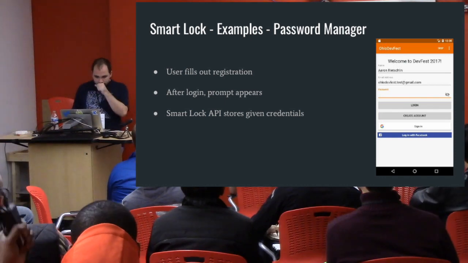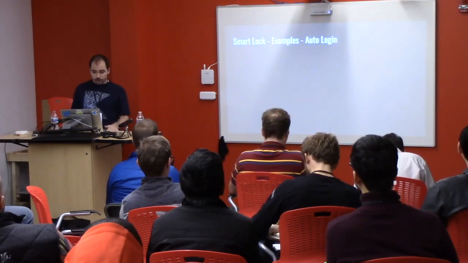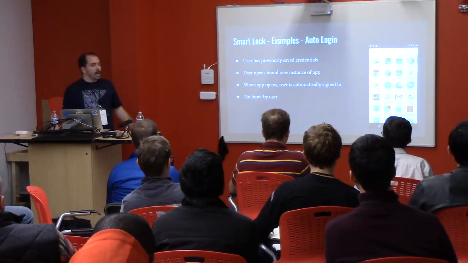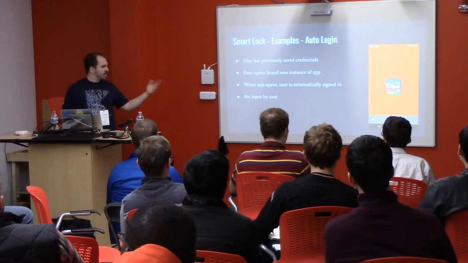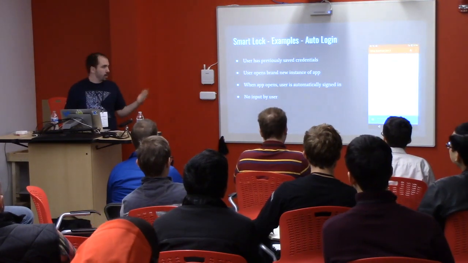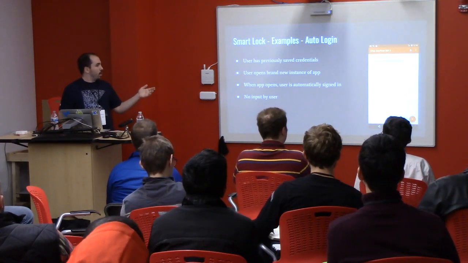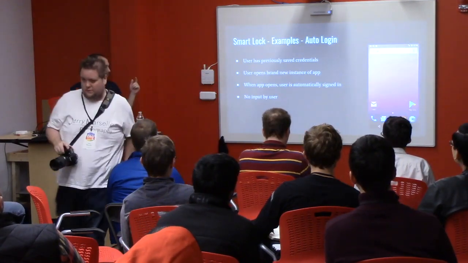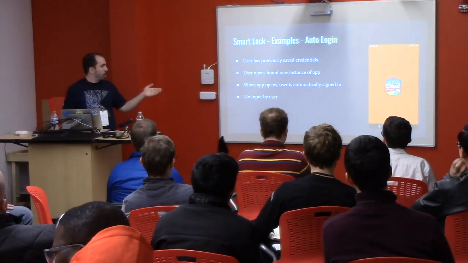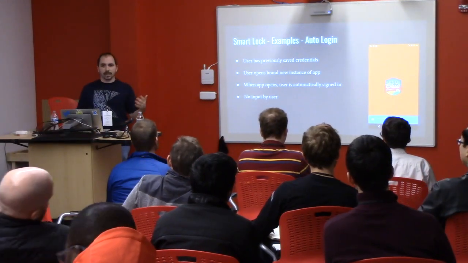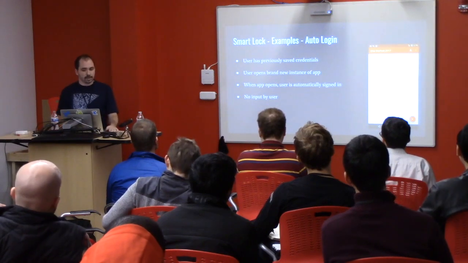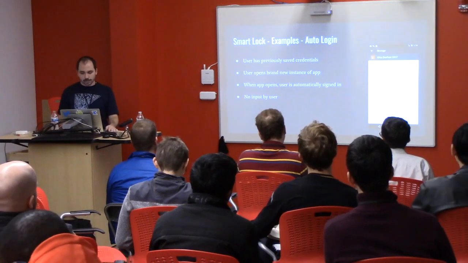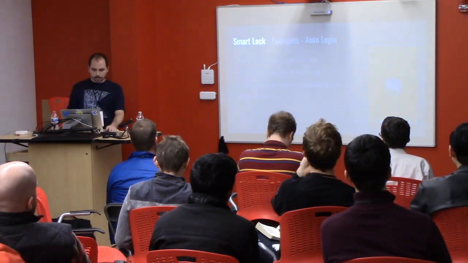And finally, the auto login feature, right? So in this instance, the user has already saved the credentials, and we're starting from a fresh instance. In this example, I'm just deleting the data and reopening the app. So you can see that when it opens back up, the little blue bar in the bottom there signifies that the user is automatically signed in. They don't go to the login screen at all, they just go straight to the content of the application. So there's zero input by the user.